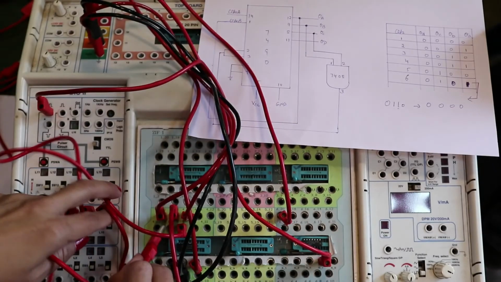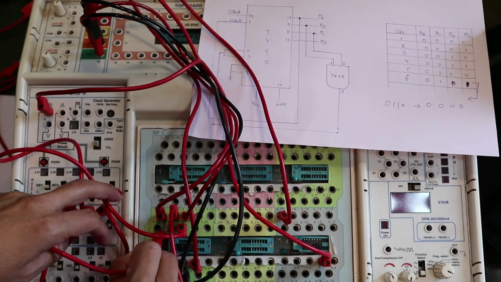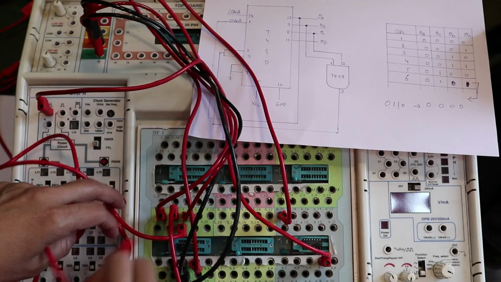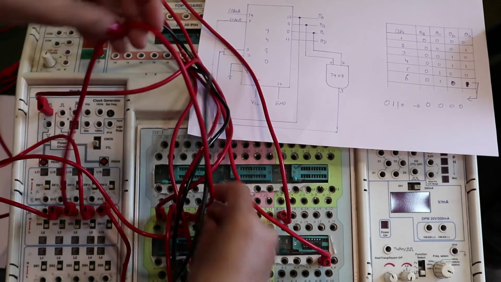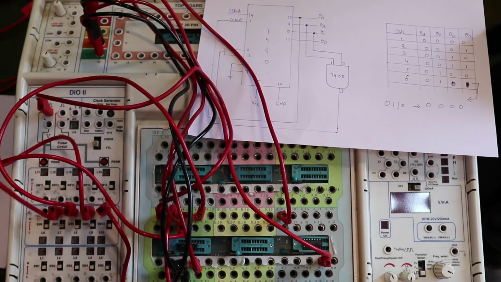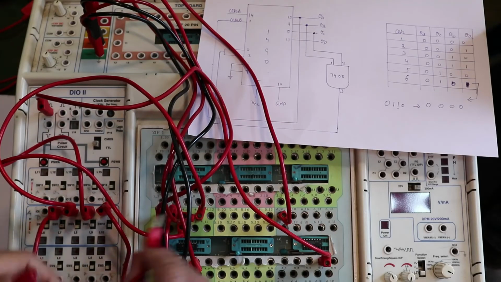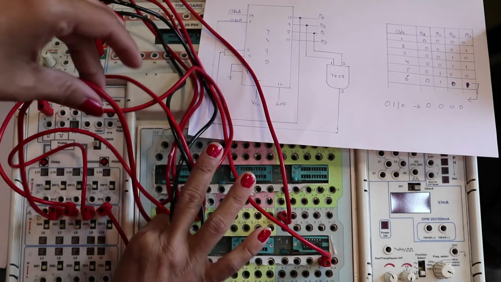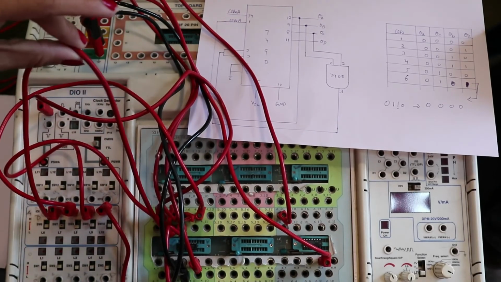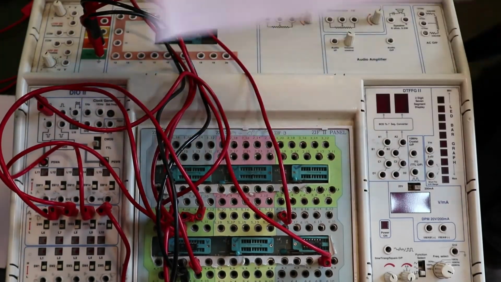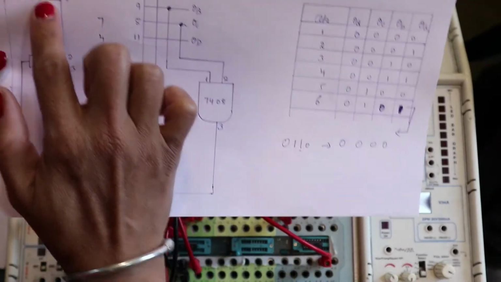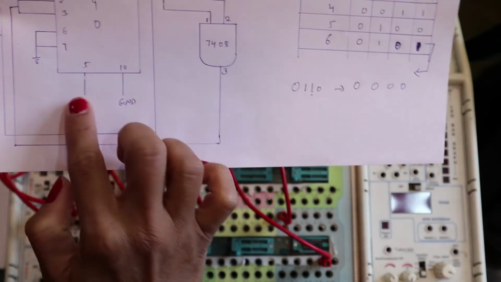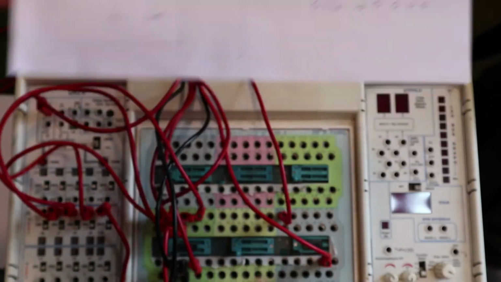Then connection for 8th. So check. Here is the 8th. And then last connection for 11. So we need to check where is the 11th pin. Here is the 11th pin. So we've completed this connection, this connection, this connection and this connection, right?